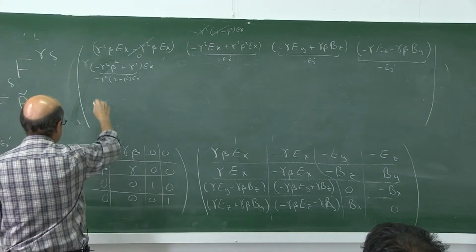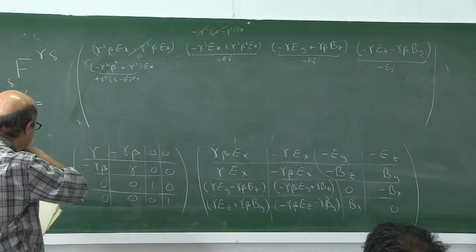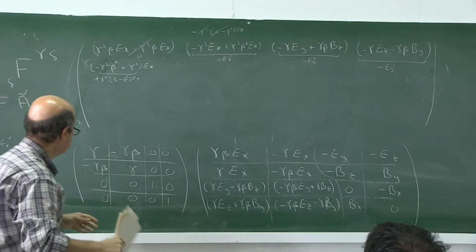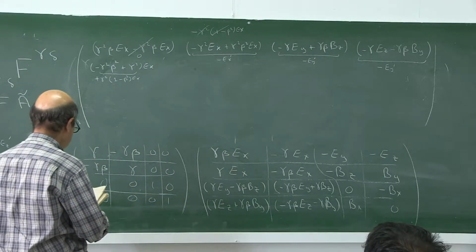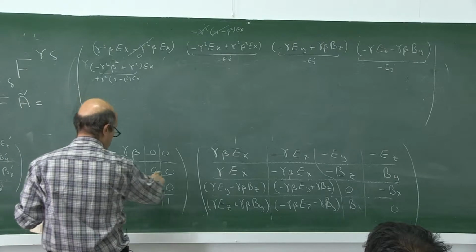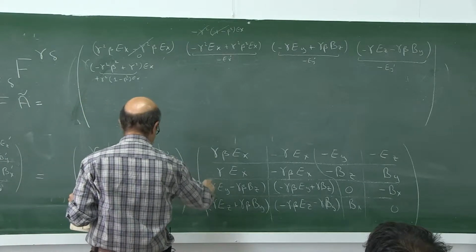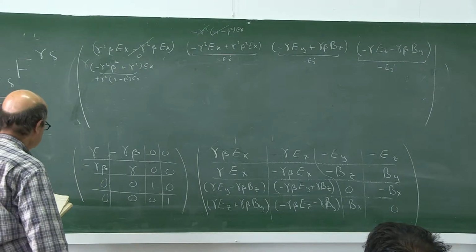Plus. They should be plus. Is this right? So let us look at this element. Minus gamma square Ex plus gamma square Bx. And if you look at this and that, it is minus gamma square beta square plus gamma square.